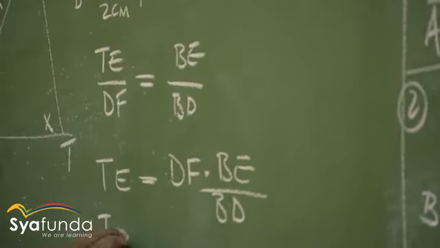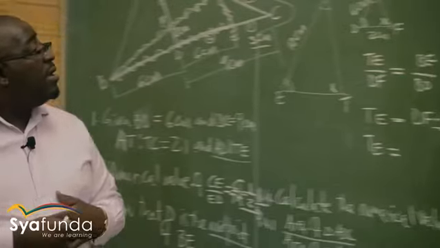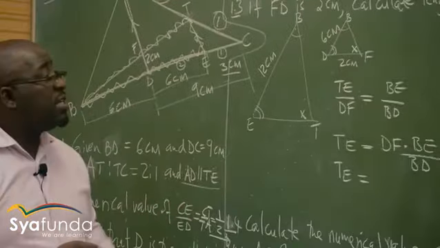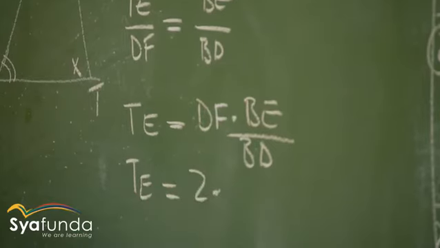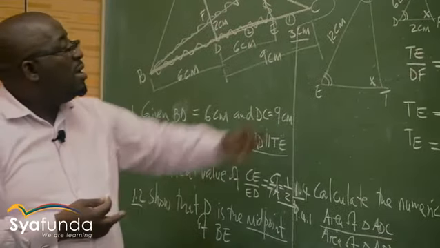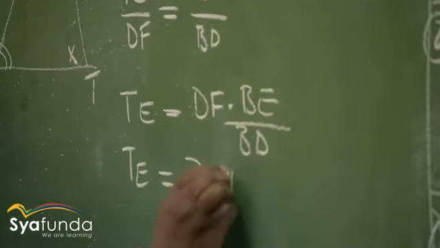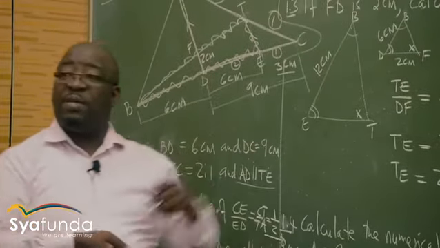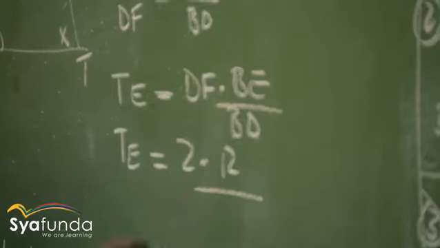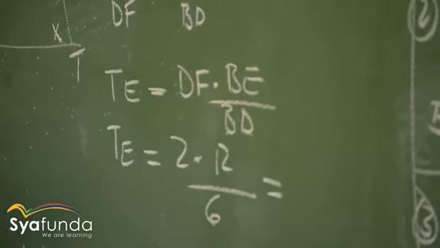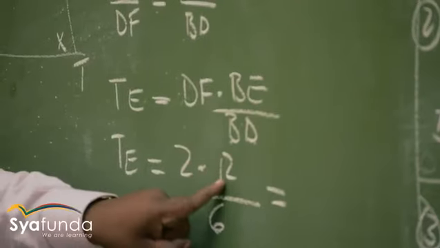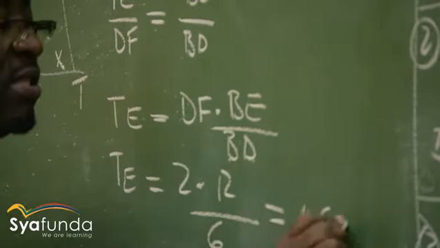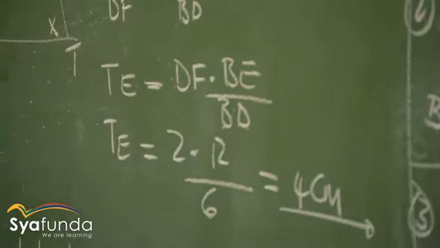So TE will then be equals to, do we know what is DF? Look at our diagram. Do you know what is DF? DF, yes, we know what is DF. It is 2 centimeters. So DF is 2 times BE. Do we know BE? BE, yes, it is 12, times 12 over, what is BD? BD, we do have BD, it is just 6 centimeters. Also write it here, 6 centimeters. What is our solution? Okay, 6 we are going to 12, we are, and 2 times 2, therefore TE will be 4 centimeters. So this is how we find the TE.